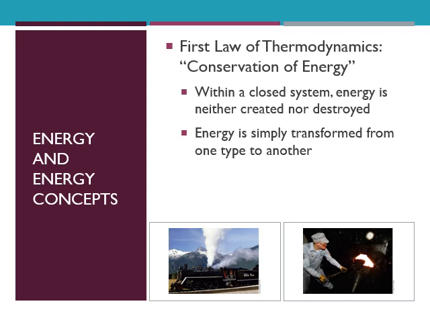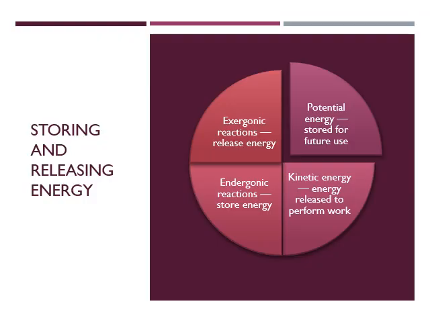The first law of thermodynamics is the conservation of energy, and it states that within a closed system, energy is neither destroyed or created. So what happens? Energy is transferred. Energy can be stored for future use or released when in need. There are two types of reactions that release and store energy. Exergonic reactions are reactions that produce energy, while endergonic reactions are reactions that store energy.